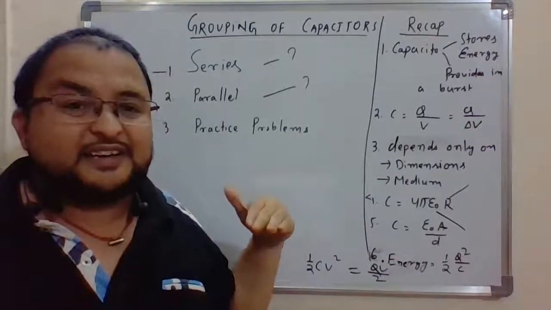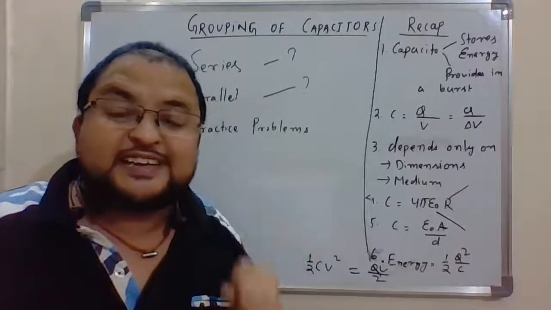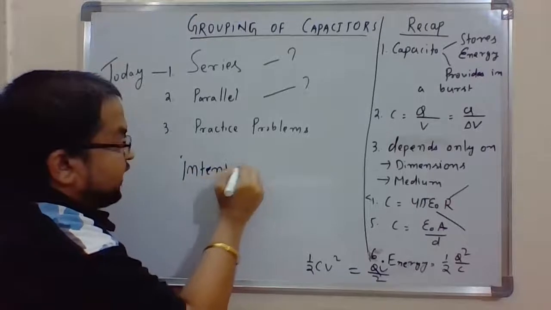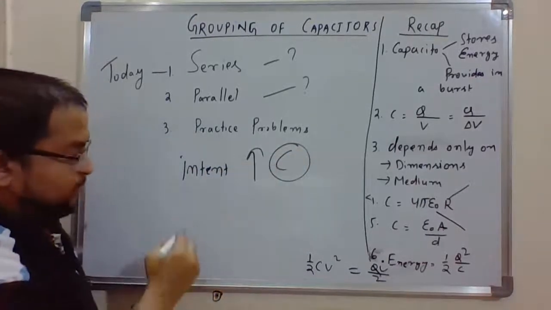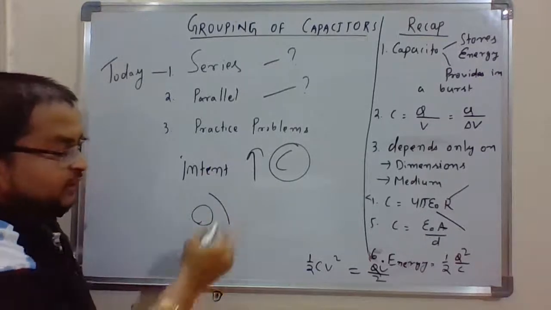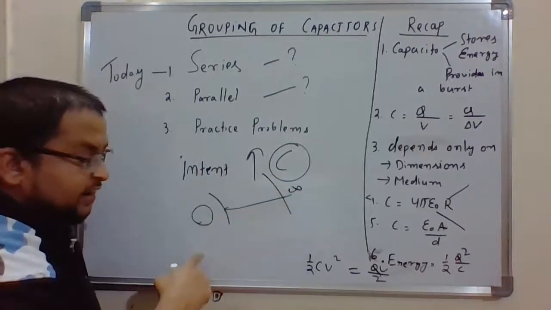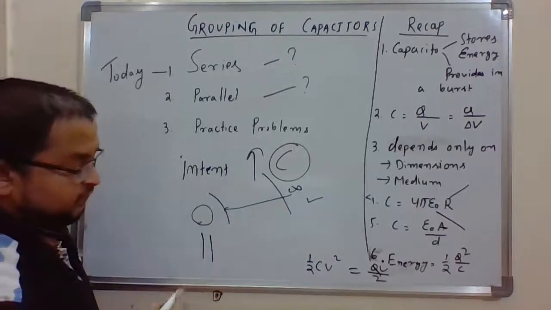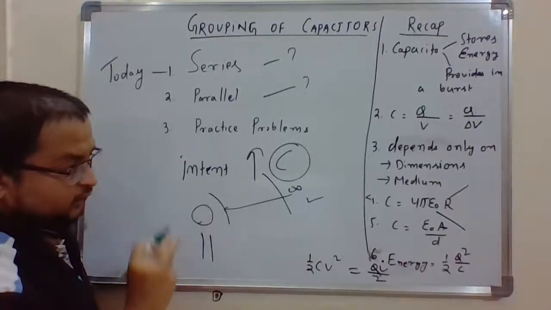The answer lies in the same problem that you found with your spherical capacitor. Our intent is to increase capacitance, right? So to increase capacitance, what did we do? From a spherical capacitor, we went to a spherical cell. We brought the second leg that was at infinity to a finite distance, and with this we achieved something. Then we tried a parallel plate capacitor, a cylindrical capacitor, all those things, right?